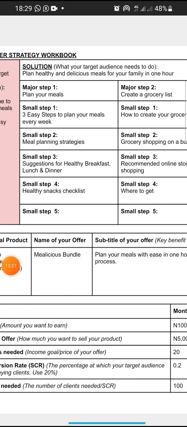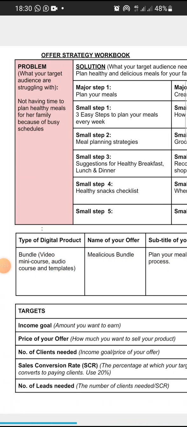Then when you're done with all of this, you need to create targets, marketing and selling targets.